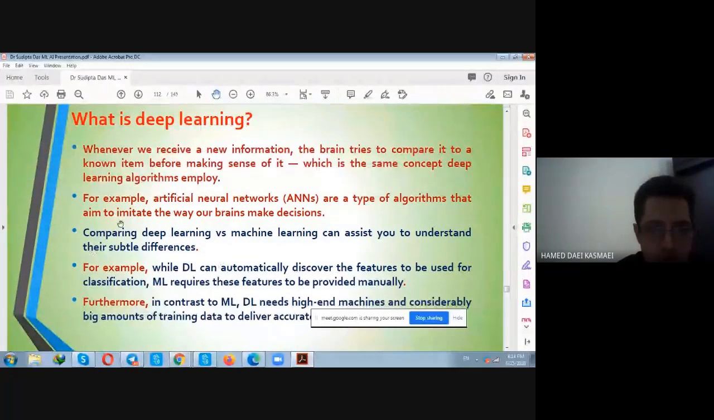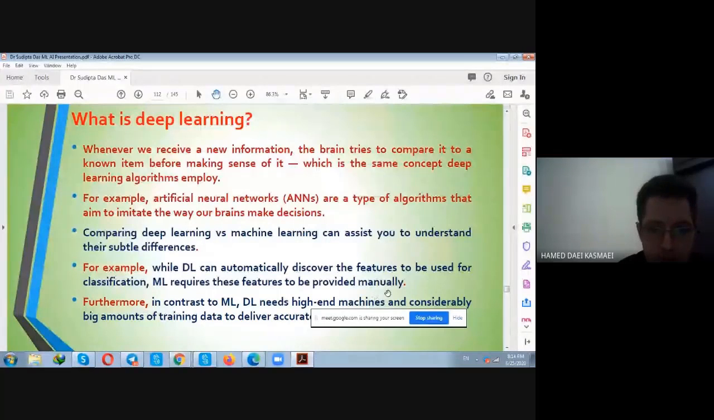For example, artificial neural networks, ANNs, are a type of algorithm that aims to imitate the way our brains make decisions. Comparing deep learning vs machine learning can help you understand their difference. For example, DL can automatically discover the features to be used for classification, while ML requires these features to be provided manually.